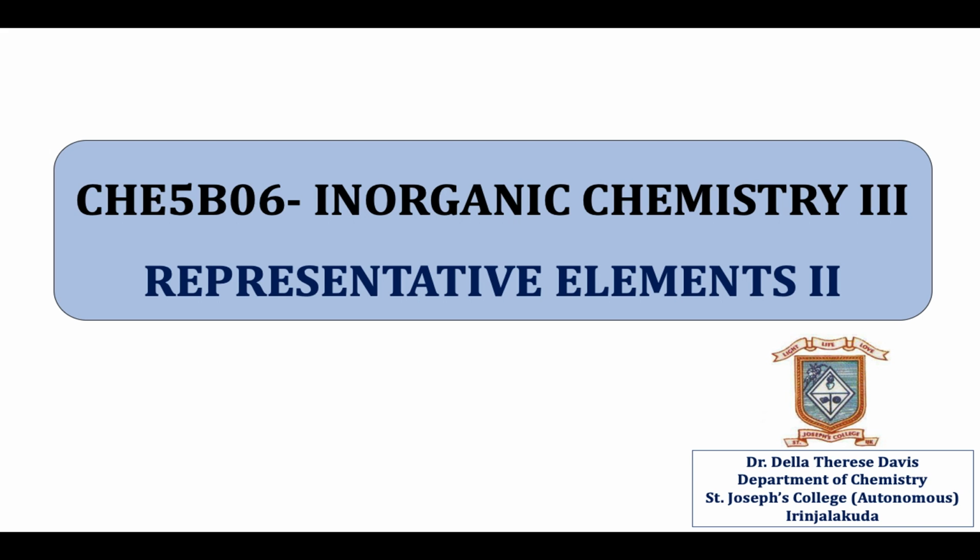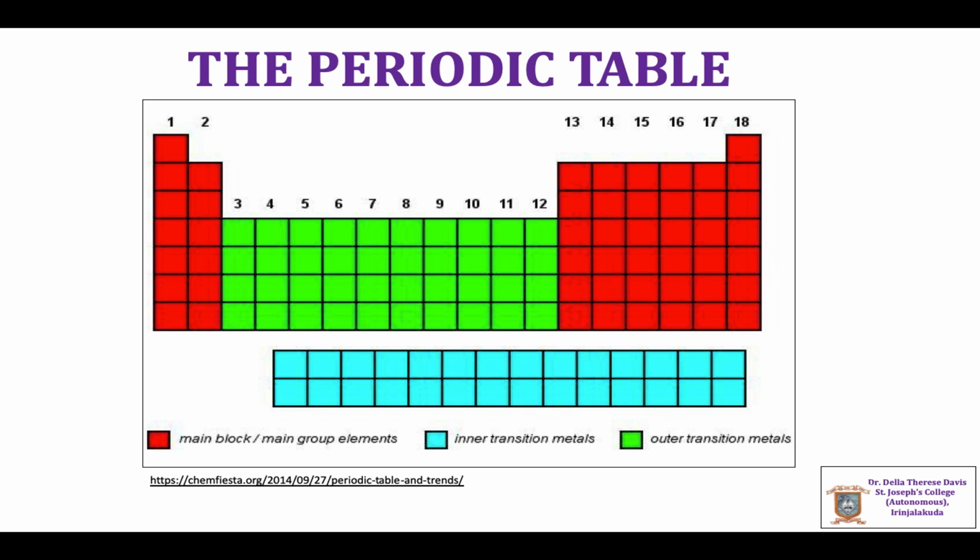Dear students, welcome to the lecture on representative elements. In the periodic table, the S and P block elements are collectively called the representative elements. In the present module, we will discuss the elements in group 15, 16, 17 and 18. That is the nitrogen family, oxygen family, halogen family and the inert gases.